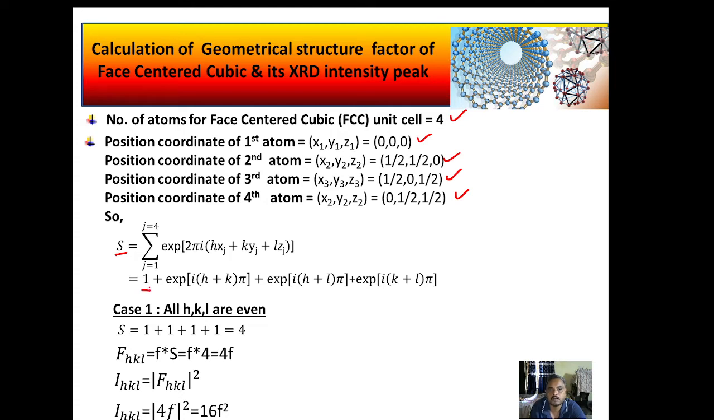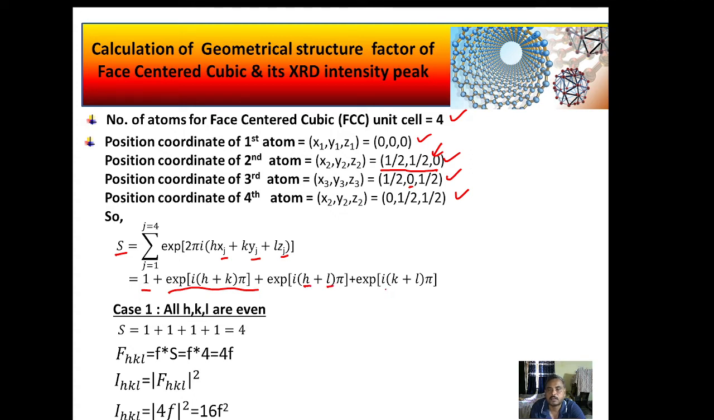Similarly, for the second one, if you put the second value here as half, half, 0 for this xj, yj, and zj, then you will get the expression exponential i pi (h plus k). Now you see l is missing here in this term because this l is 0 here. Similarly, for the next term we will have the k term missing, so h and l will be there.